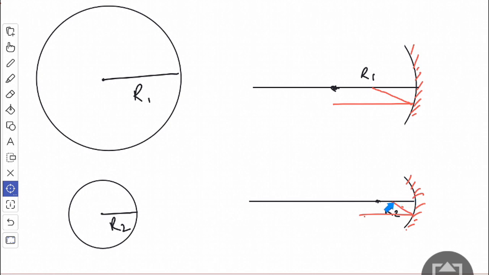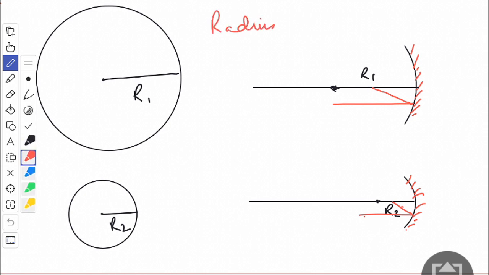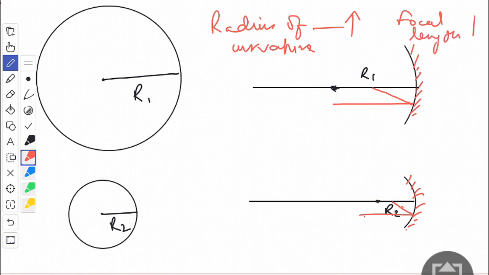which means the focal length. This is the focal length, right? The focal length becomes less. So this is the observation, which is that when radius of curvature goes up, then focal length also goes up.